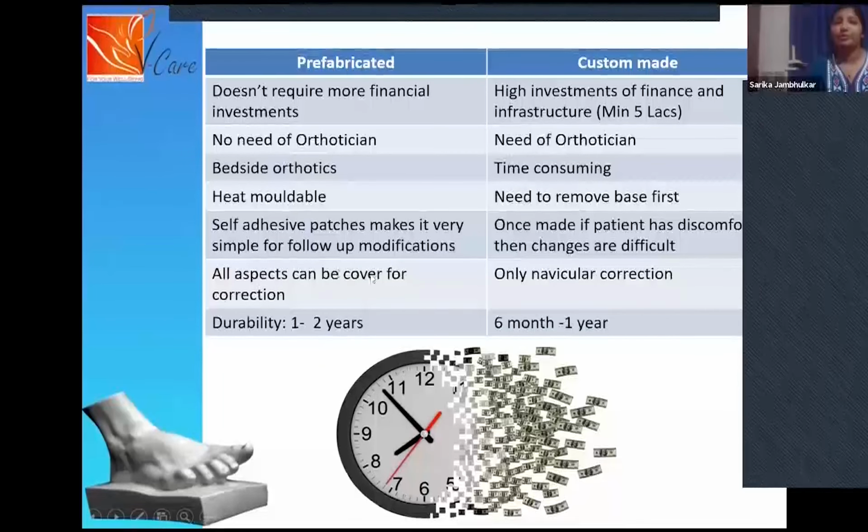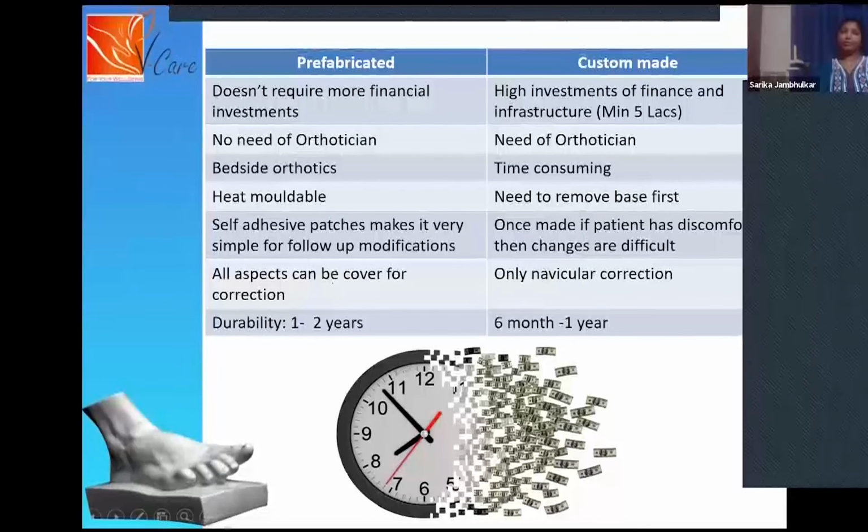Now, in prefabricated, all aspects can be covered for the correction, and most of the custom-made orthotics I have seen are focusing only on the navicular correction. Whatever navicular drop and drift, they try to lift it as much as possible. But pronation and supination are triplanar movements. So with the navicular drop and drift, there's a calcaneus, there's a forefoot deviation. So we have to consider all three aspects. What we call a three-dimensional correction has to be considered.